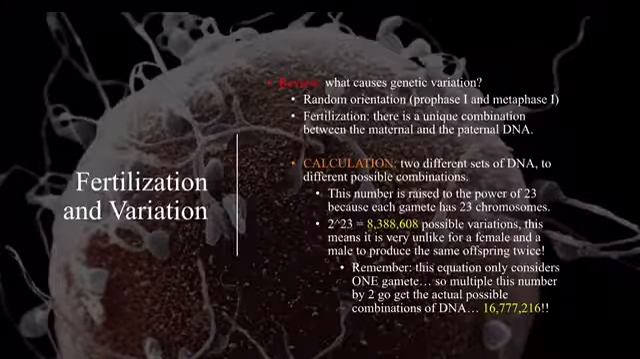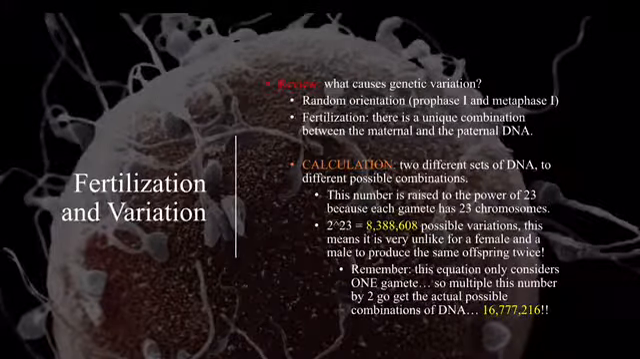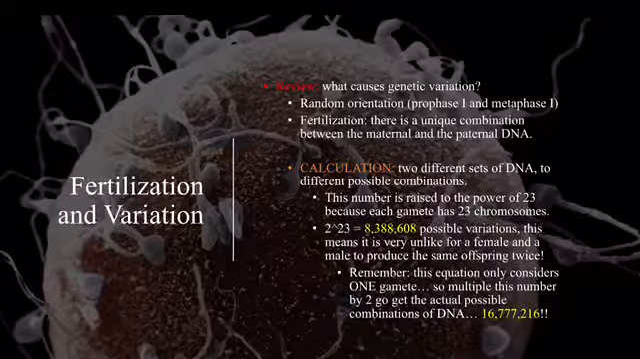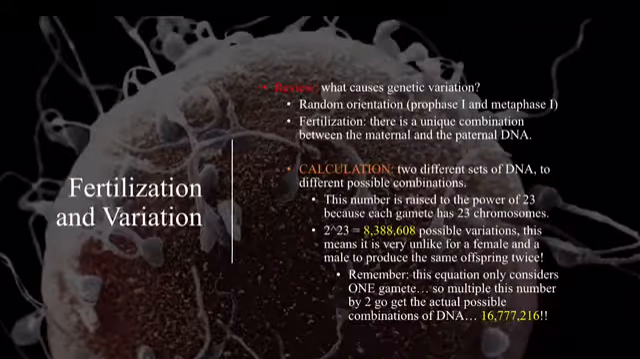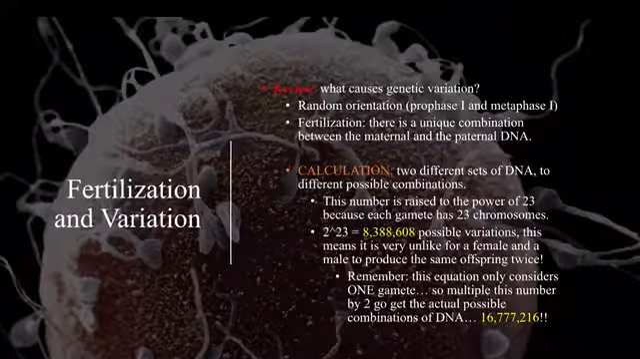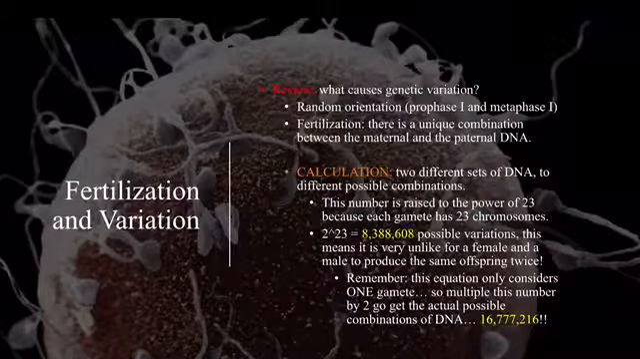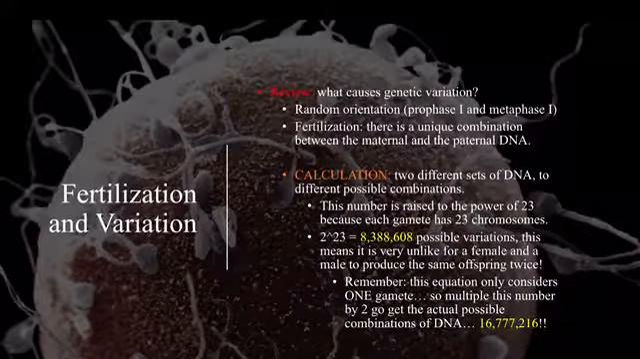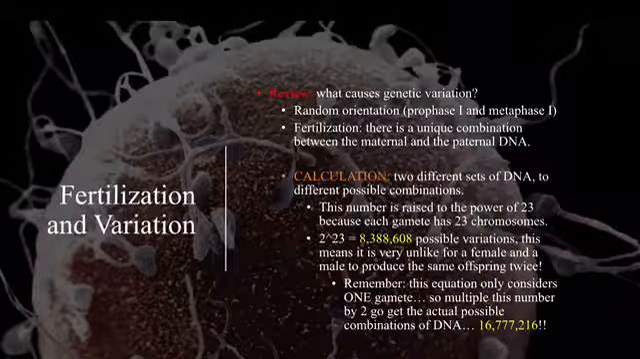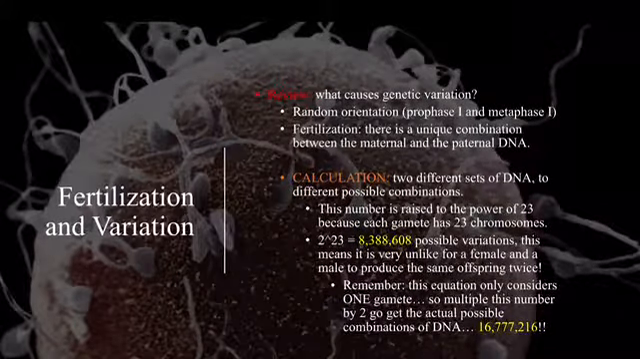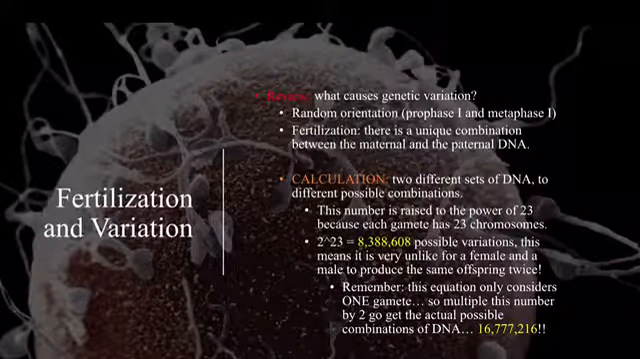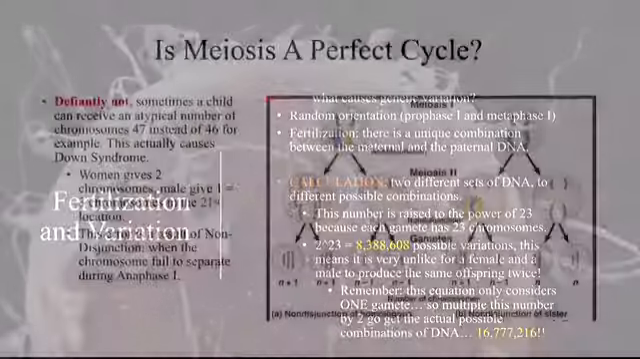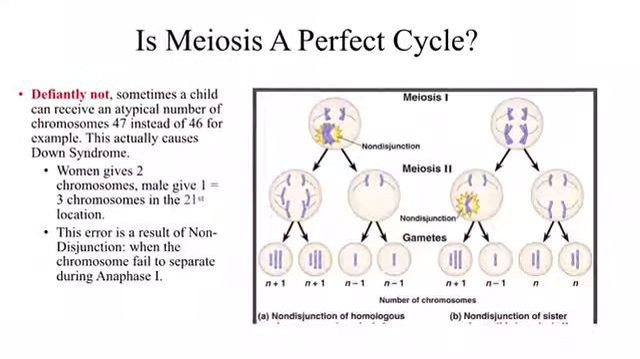So, how do we calculate how many different possible combinations there are? Because each gamete, which remember is an egg or a sperm cell, has 23 chromosomes, we follow the formula 2^n, where n equals the number of chromosomes. So we raise 2 to the power of 23. This leads to 8,388,608 possible variations. But remember, this only accounts for one gamete. Now multiply this number by 2. You get 16,777,216 different variations.